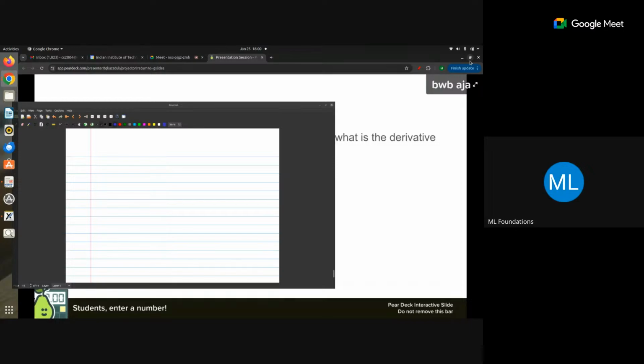Because what is a dot product? Basically, let's say the dot product between two vectors A and B. What is the definition? A into B cos theta, cos of the angle between those two vectors. If the direction is the same, then theta will be 0.